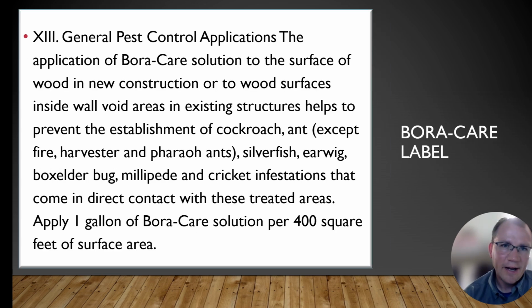As part of our training, we've obviously been talking about 3 things: termite control, pest control, and moisture control. So it's good to know that our product BoraCare we're talking about here also has some insects on the label. It has several different types of ants. Actually, the only ants it's not labeled for are fire, harvester, and pharaoh ants. So this can be very effective on ants. It can also be effective on silverfish, earwigs, box elder bugs, millipedes, and cricket infestations when they come in direct contact with the areas treated. So that's a pretty broad label when you think about pest control in the crawl space.